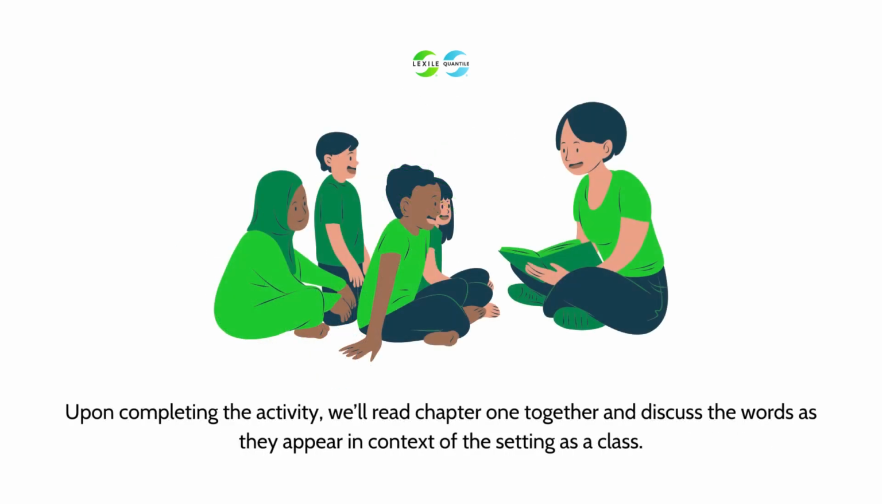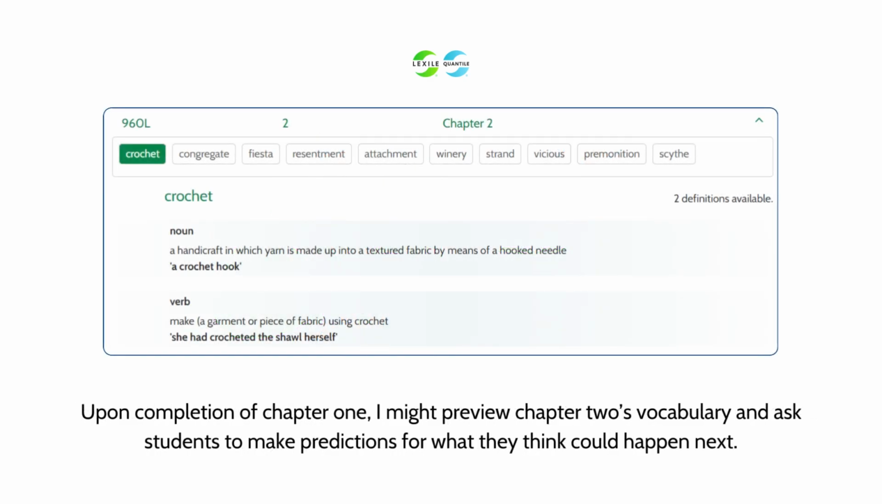Upon completing the activity, we'll read Chapter 1 together and discuss the words as they appear in context of the setting as a class. Upon completion of Chapter 1, I might preview Chapter 2's vocabulary and ask students to make predictions for what they think could happen next.